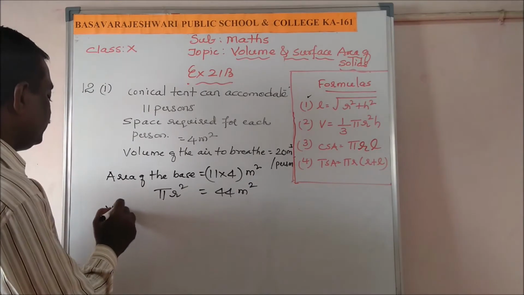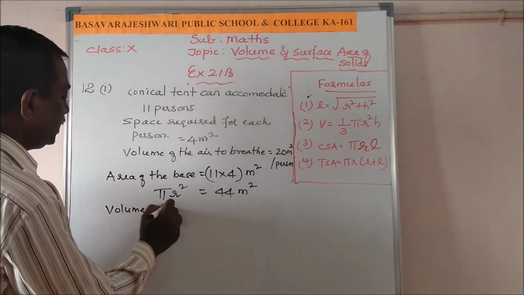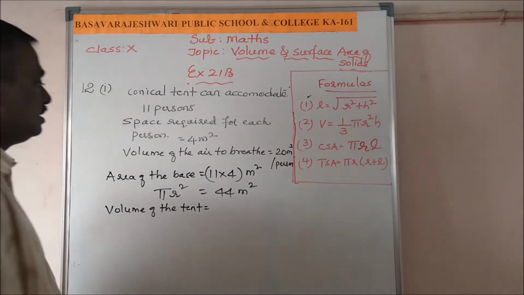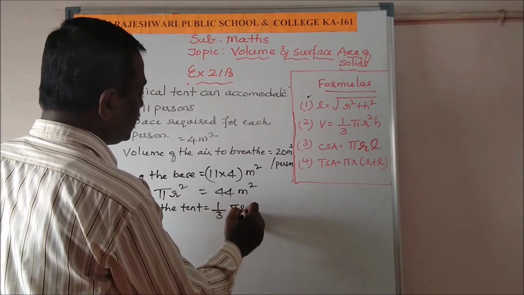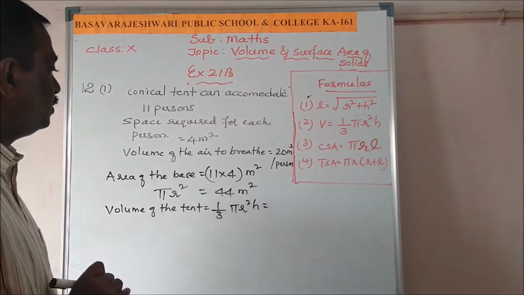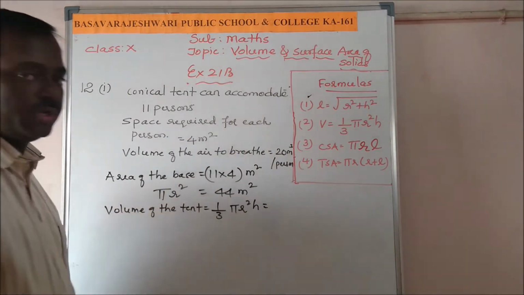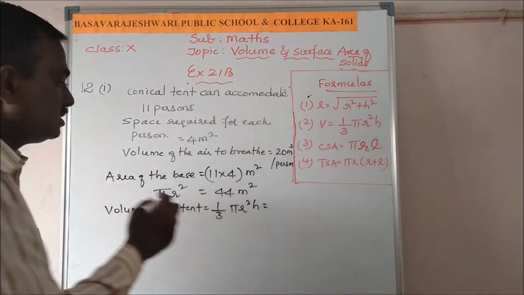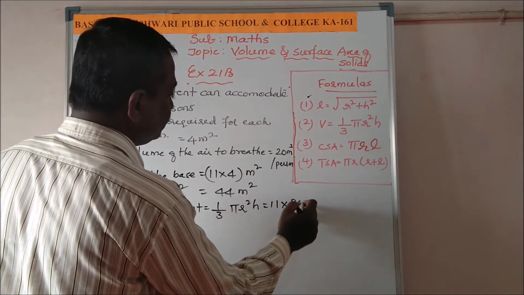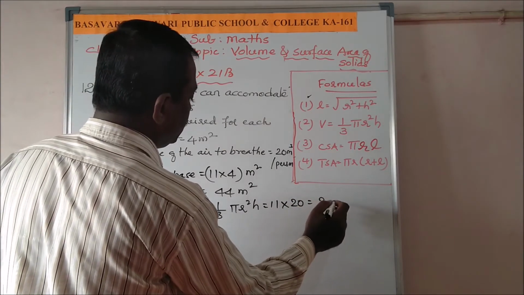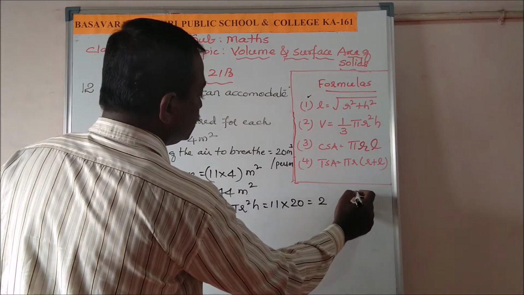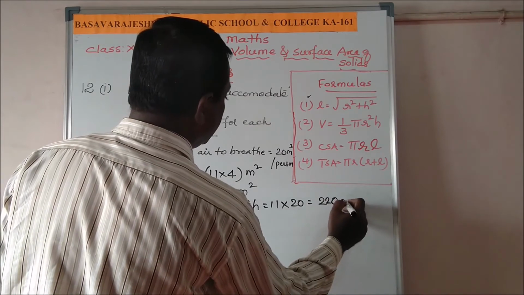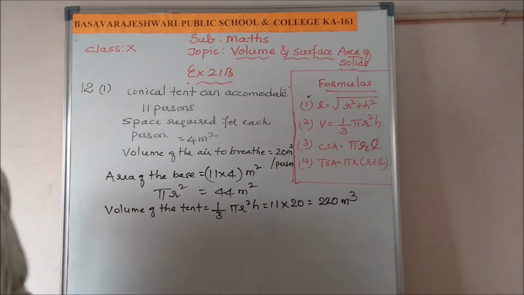Next, the volume of the tent we can also find out. Volume of the tent is 1 by 3 pi r square h. How can we find it? For each person they need 20 meters cube of air to breathe. How many persons are there? 11 persons. So 11 into 20 is 220 meter cube.